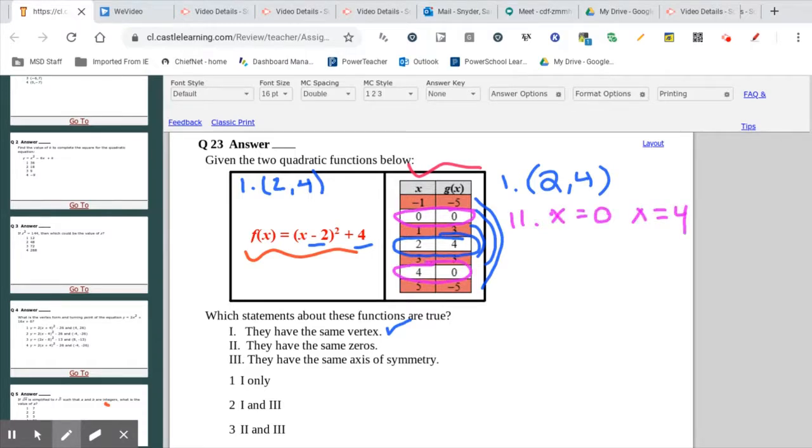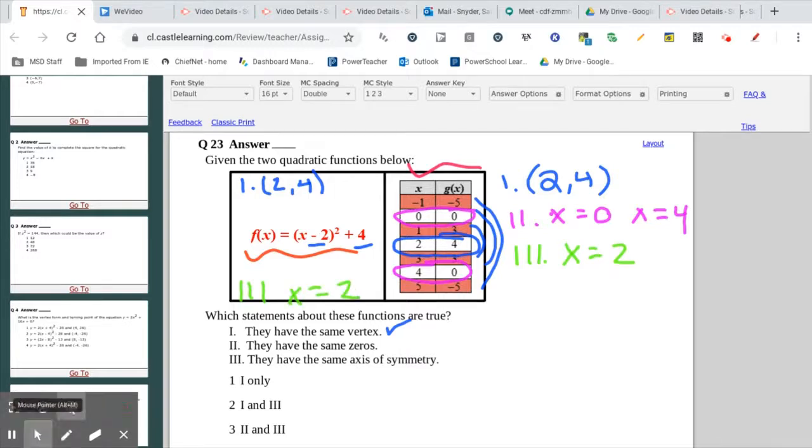And then the third thing is your axis of symmetry. So our axis of symmetry is just the x value of the vertex. So it's x equals 2. And of course, this one is x equals 2.